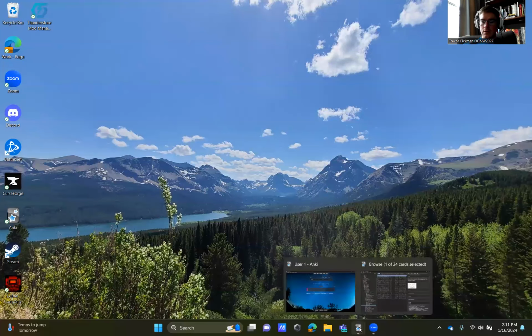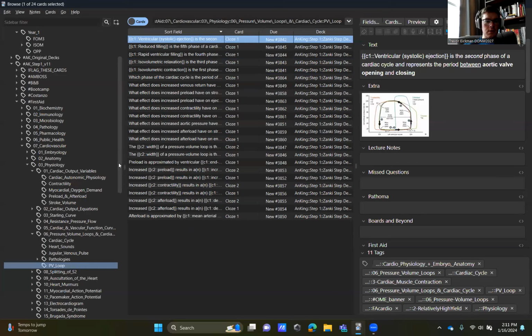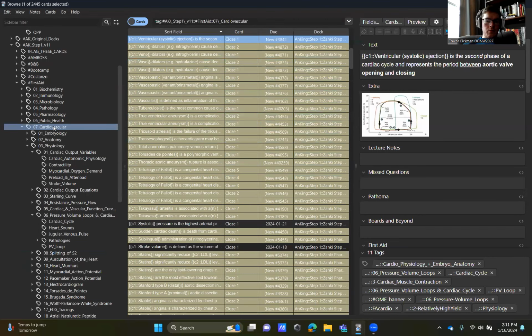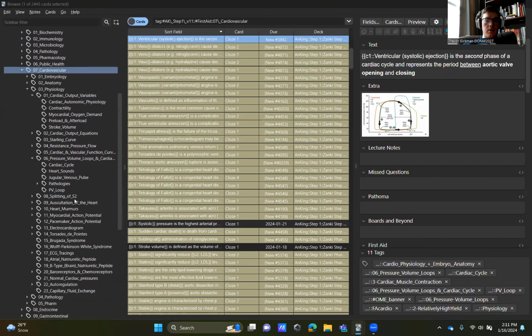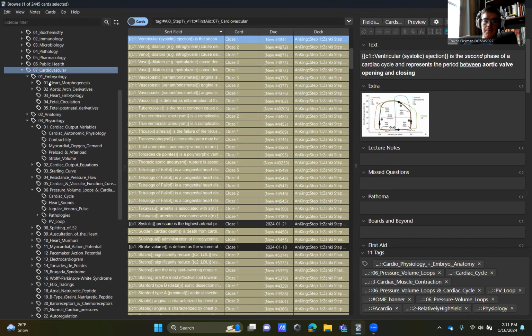And we'll jump right into it. Get you some cards to start studying with. So I already jumped into the browse menu. You're gonna go into your Anking deck, and then you will go into First Aid as usual, where we will probably stay for this block. And then go down to cardiovascular, and we're gonna start off in embryology.